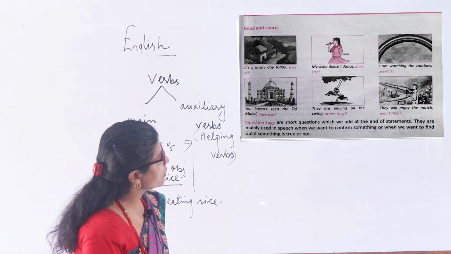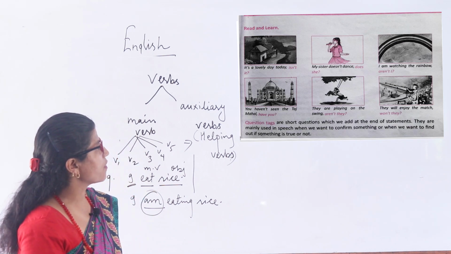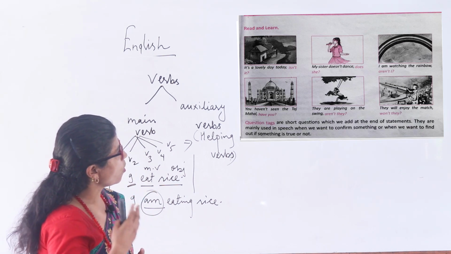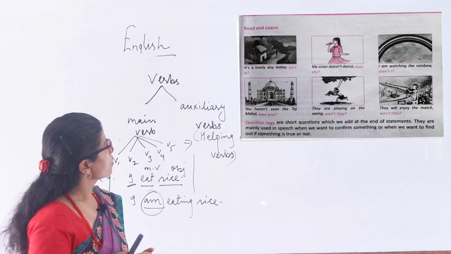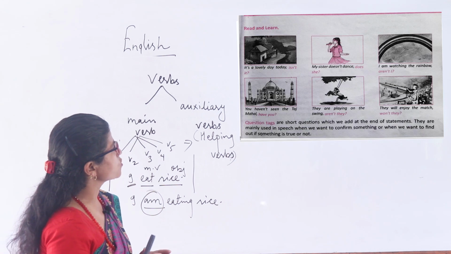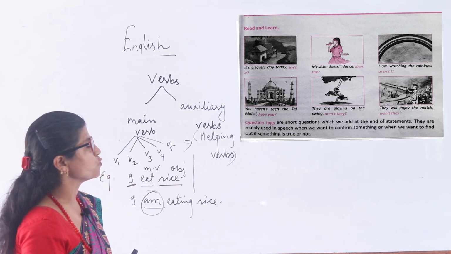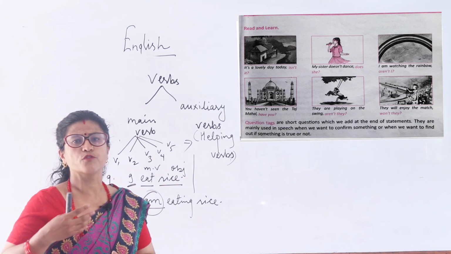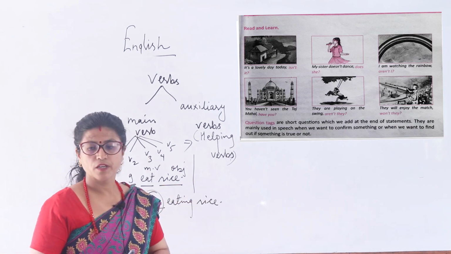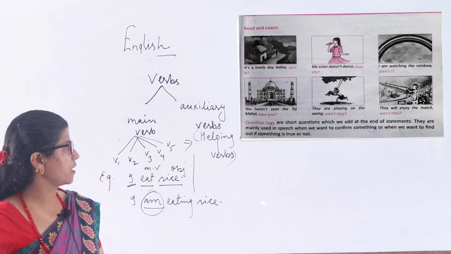Similarly, they will enjoy the match, won't they? There you can find "won't they" as the question tag. So they are all in a short form. They are mainly used in speech when we want to confirm something, or when we want to find out if something is true or not. When we want to get confirmation, we use them in our day-to-day life. Even while talking with our friends, we can use them.